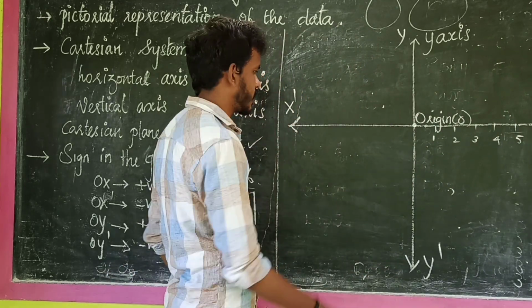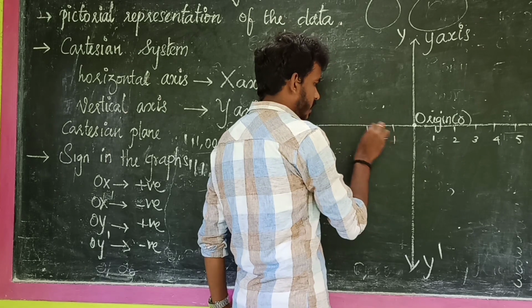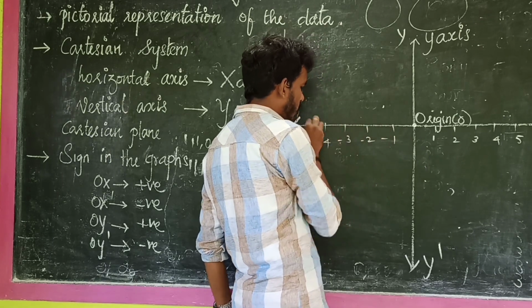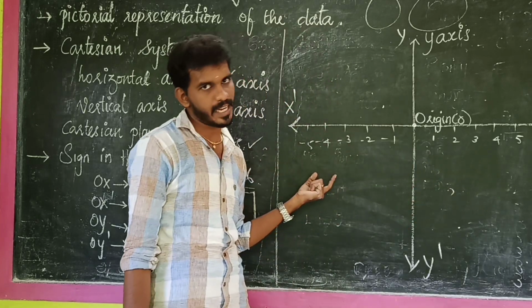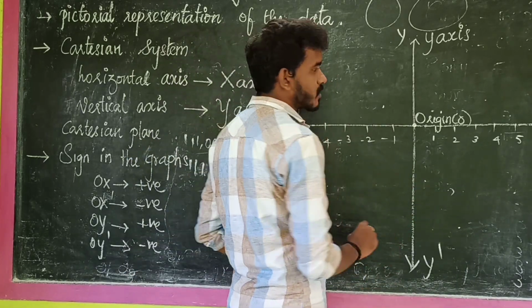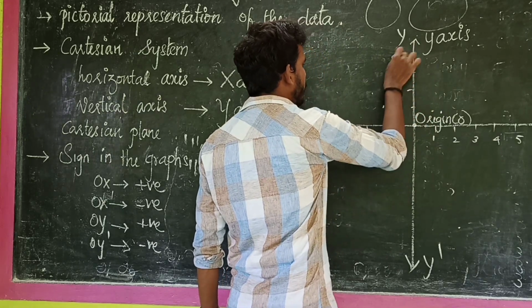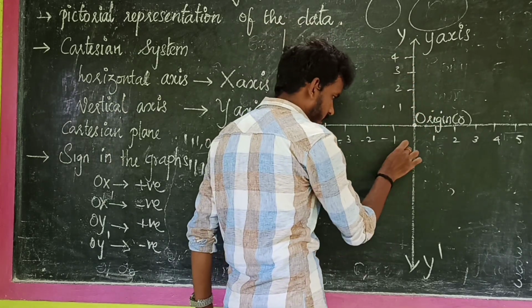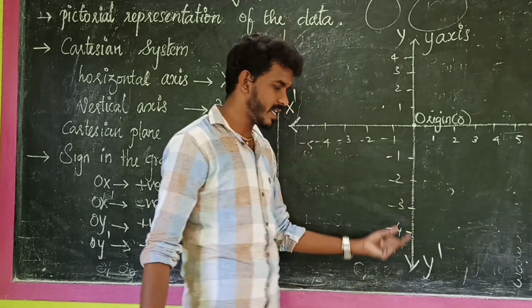Okay, we are going to represent, this is a negative side, isn't it? So now, minus 1, minus 2, minus 3, minus 4, minus 5, that's all. This is the positive side of the x-axis, this is the negative side of the x-axis. So now I am going to mark the y-axis, this is the positive side, isn't it? 1, 2, 3, 4. What will come here? That is minus 1, minus 2, minus 3, minus 4, minus 5, etc.